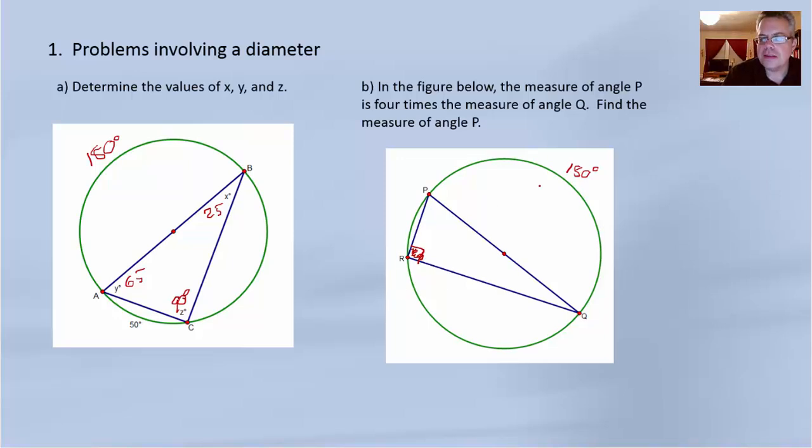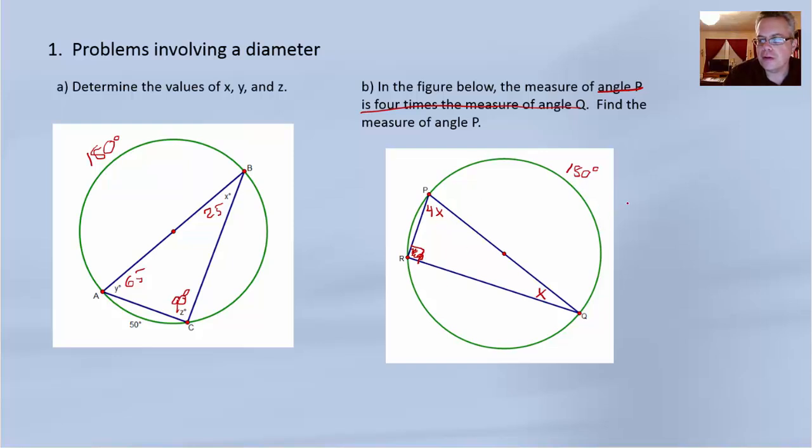Okay, we have to set this up. It says the measure of angle P is 4 times the measure of angle Q. So angle P is given in terms of angle Q. So if I let angle Q be X, then P would be 4 times that, which is 4X. So P is given in terms of Q, so let Q be the variable. Now once we have the setup, this problem is a piece of cake. It's all in setting it up.